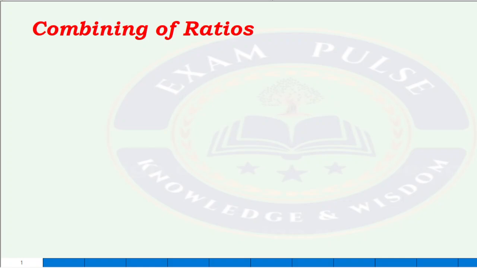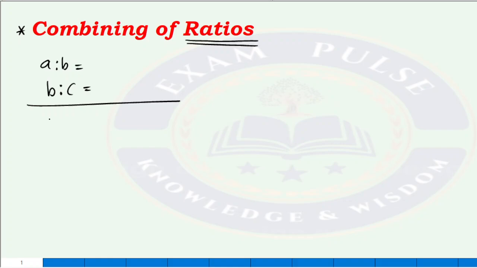Hello everyone. Today let us discuss one of the important concepts called combining of ratios from the concept of ratio and proportions. The questions will be like this. A is to B, some values will be given. B is to C, some other values will be given, and they'll ask you to calculate A is to B is to C. There are different methods. Now let us understand the concept.